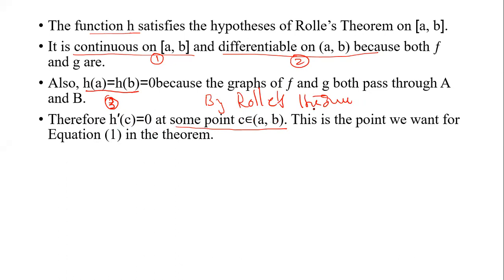This is Rolle's theorem. By Rolle's theorem, therefore, f'(c) equals 0 at some point c between a and b. This is the point we want for equation 1 in the theorem. So clearly we know that h'(c) equals 0 by Rolle's theorem.